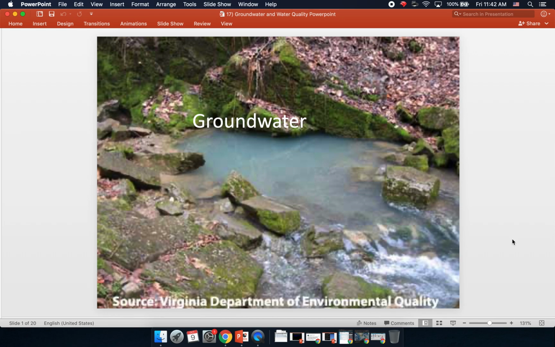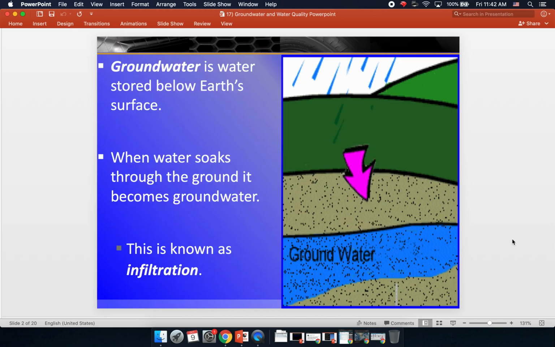This lesson is on groundwater and water quality. Groundwater refers to any water stored below Earth's surface. When water soaks through the ground, it becomes groundwater, and we call this process infiltration.